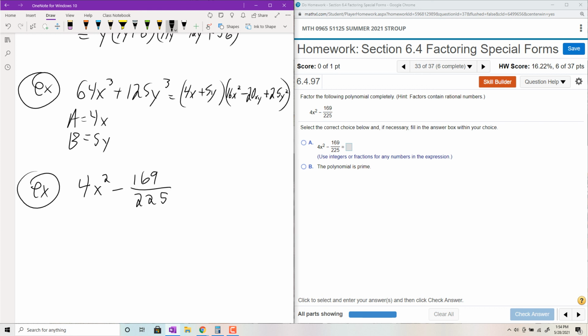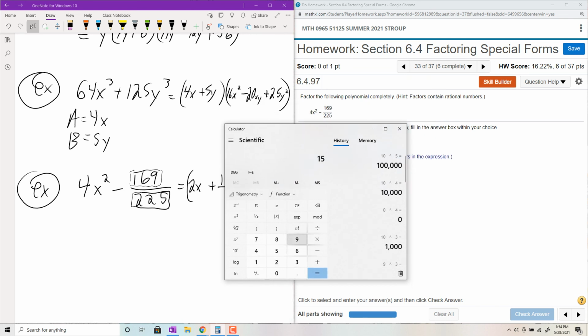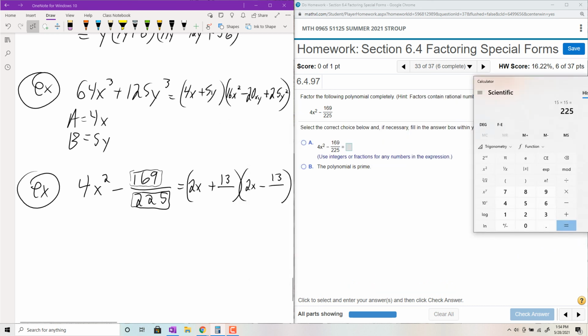Okay, so this is difference of squares. I don't see any common factors, so I'm just going to go plus minus, and hope it's a difference of squares, right? So what times what is 4x squared? It's 2x times 2x. And then you can see in the numerator, the 169 is basically just 13 squared. So you can put 13 and 13 here. And then 225, what the heck is that? I think it's 25 squared, or 15 squared. Let me see. Yeah, so 15 times 15. So just put that in the denominator, and then that should take care of it.